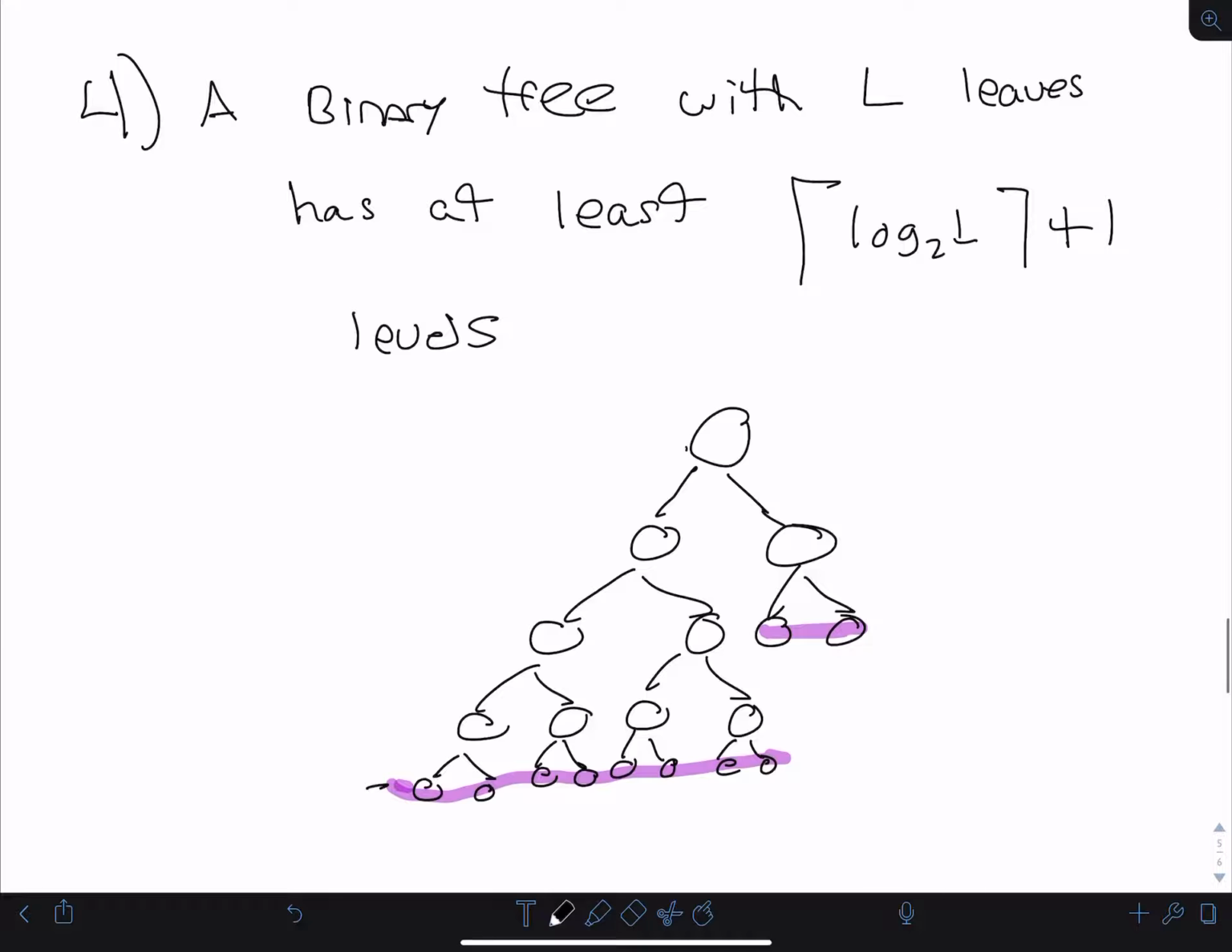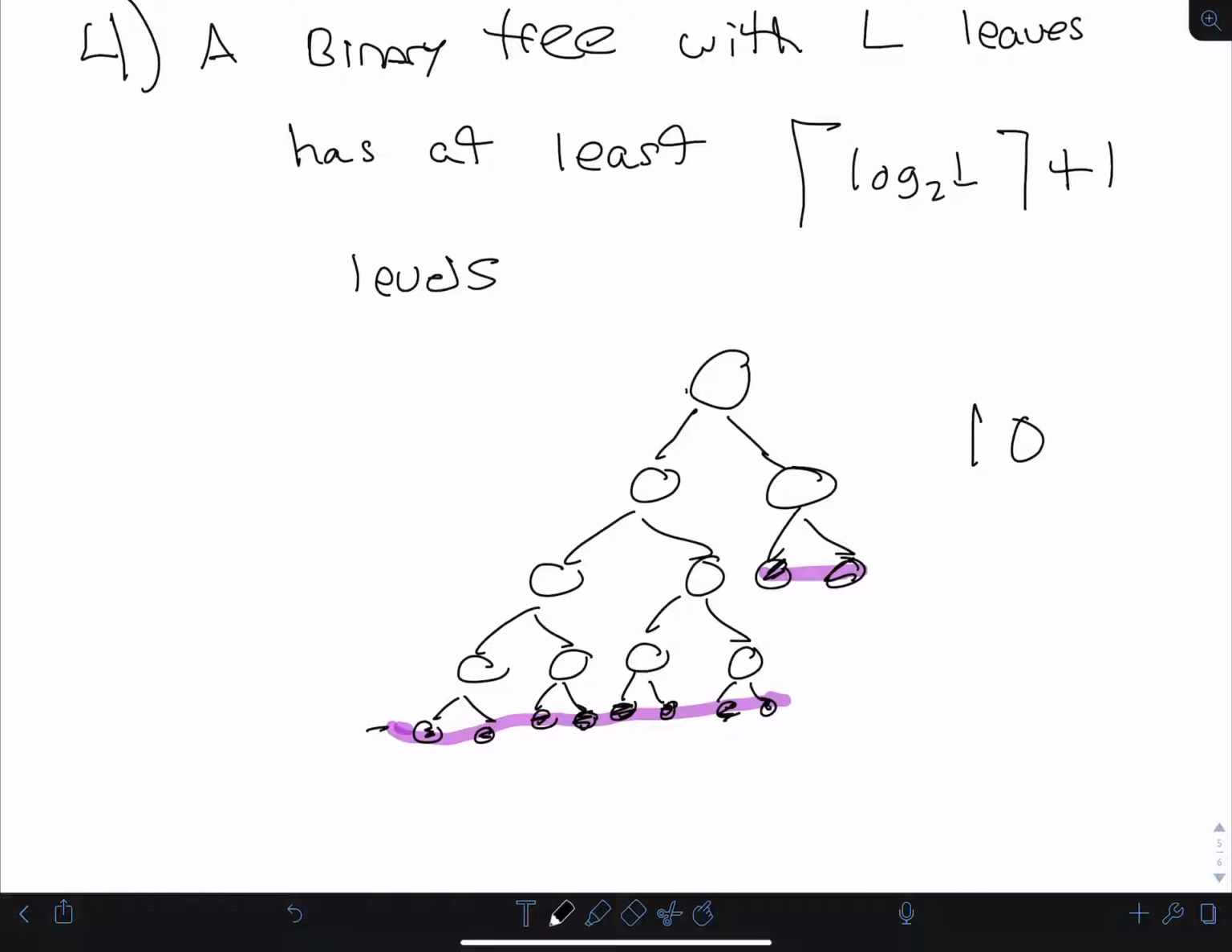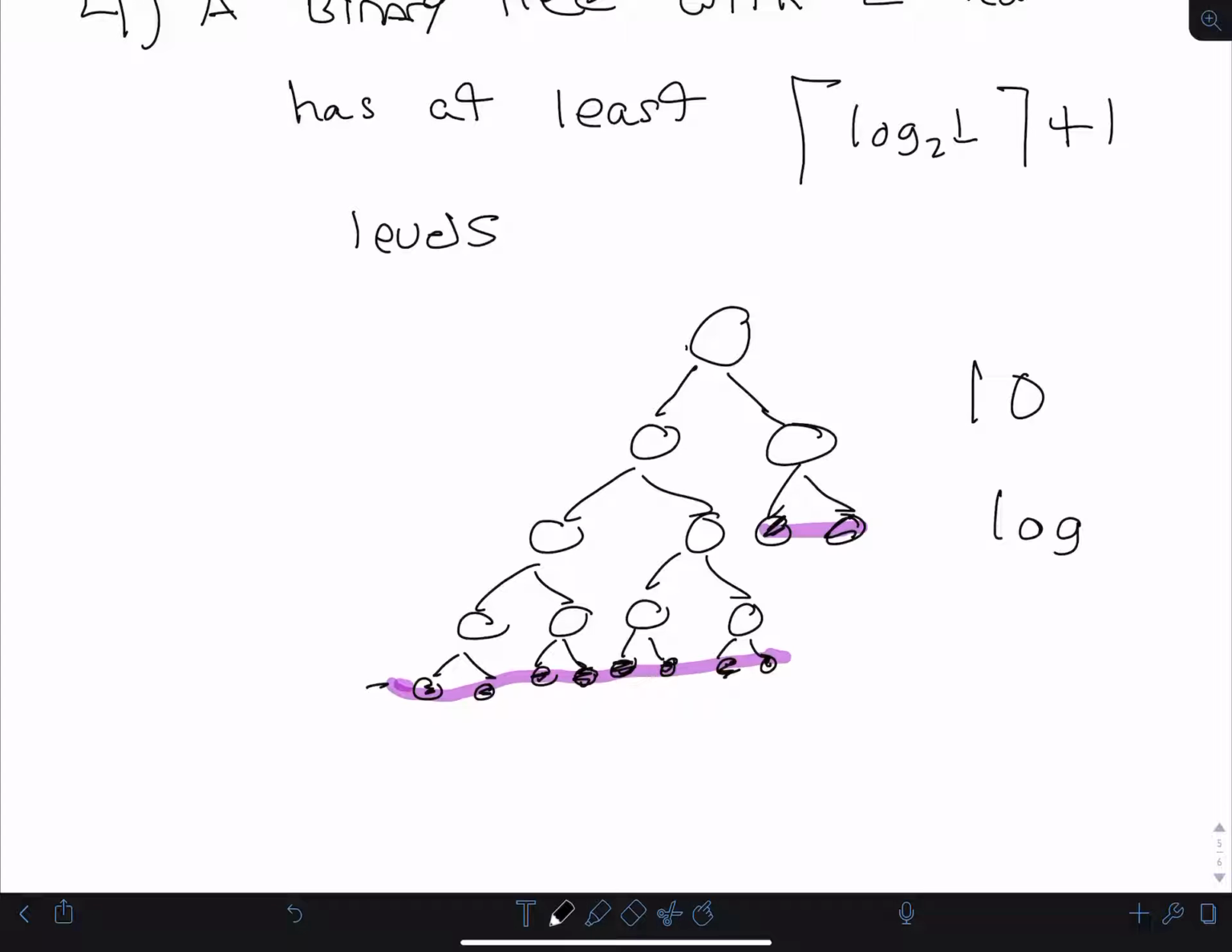So this is saying a binary tree with L leaves has at least log L plus 1 levels. Well, let's see how many leaves we have here. We have 1, 2, 3, 4, 5, 6, 7, 8, 9, 10 leaf nodes. And this is saying that we need to have at least this number of levels. Well, what is log 2 of 10? It's 3 point something, right? It's definitely more than 3, and it's definitely less than 4. Therefore, because we have a ceiling function, the ceiling function of this is going to be 4, right?